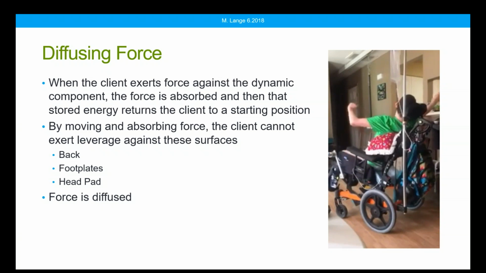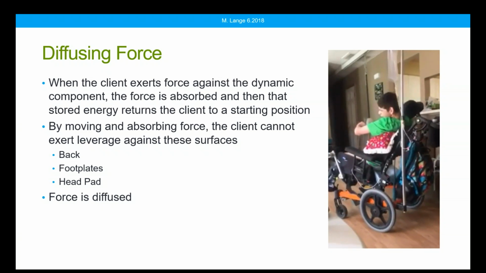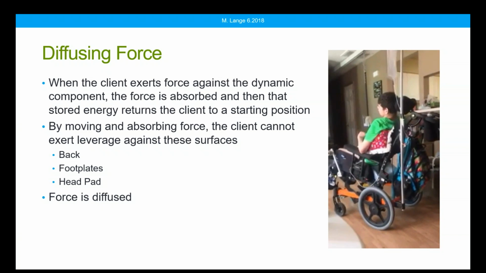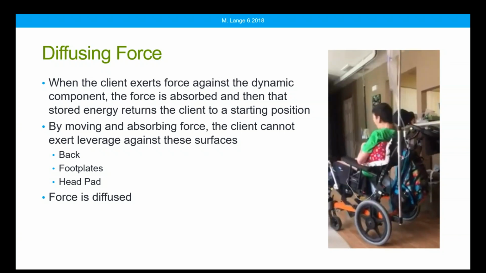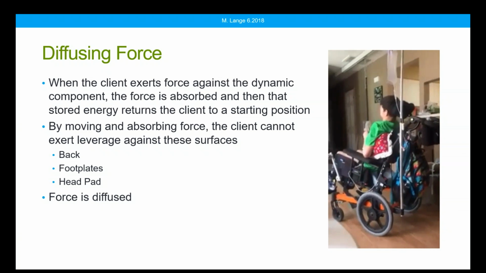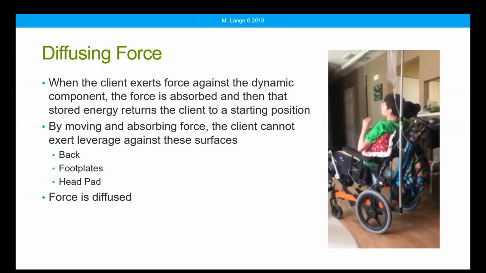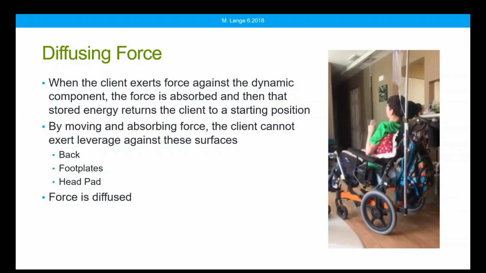A lot of our clients are very capable of moving a component, but without that energy being absorbed and helping the client return to starting position, many of our clients would just move to that full range of the dynamic component and stay there for long periods of time. So that ability to store and return the client is very important.